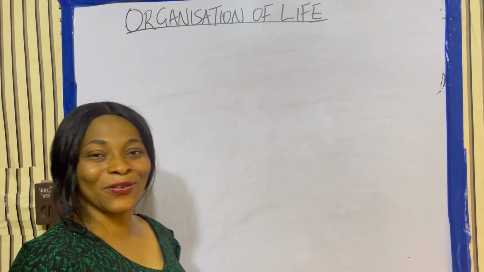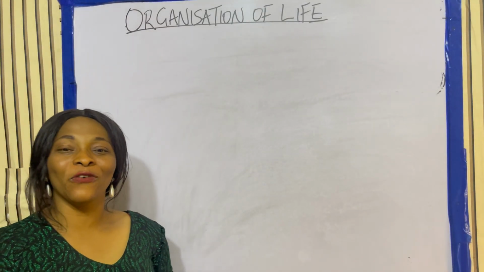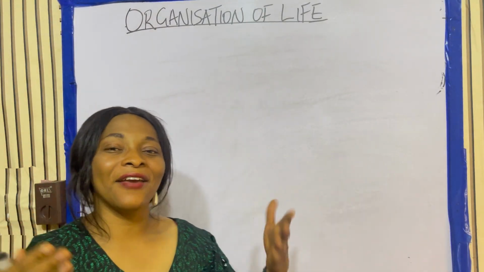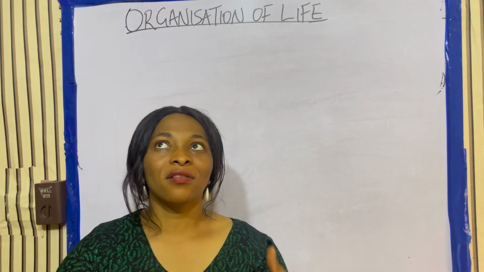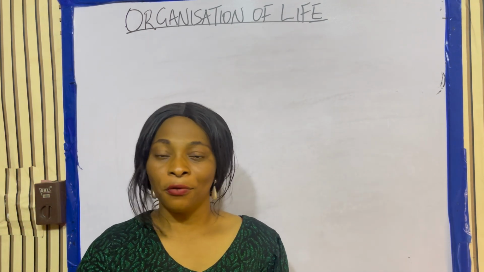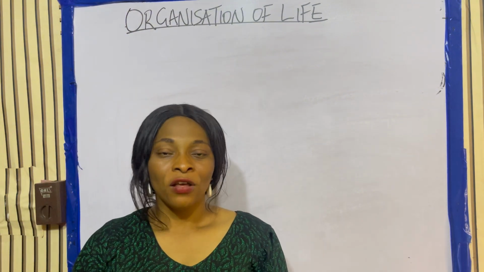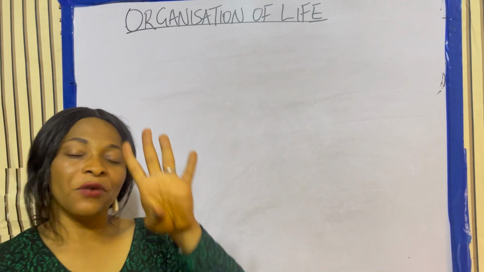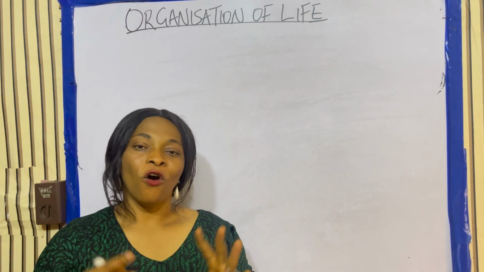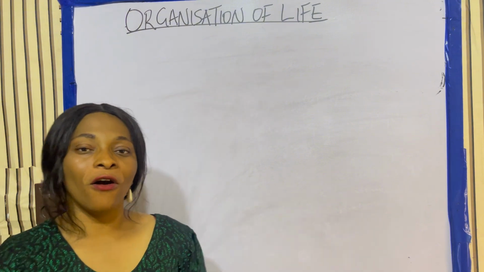So let's get to the topic we have for today. Now, our topic says organization of life. How is life organized? Is life just like that? No, there are structures upon which life is organized. So let's look at that structure. And what is a structure? Basically, we have four structures of life. Four structures on which life is organized.